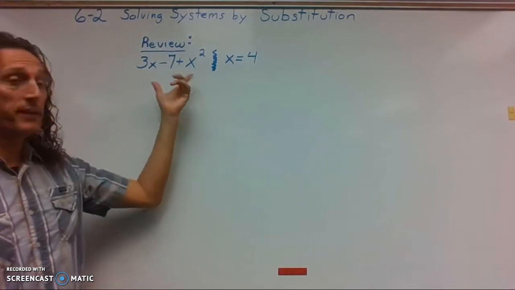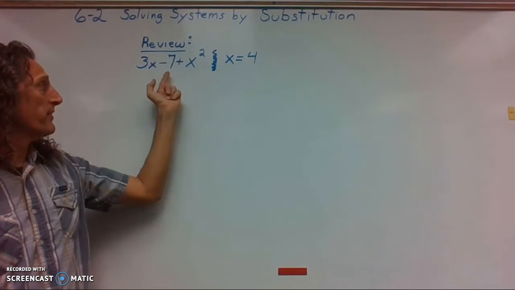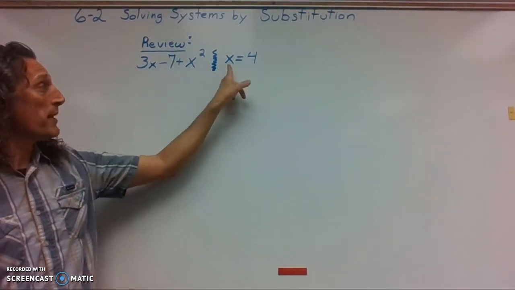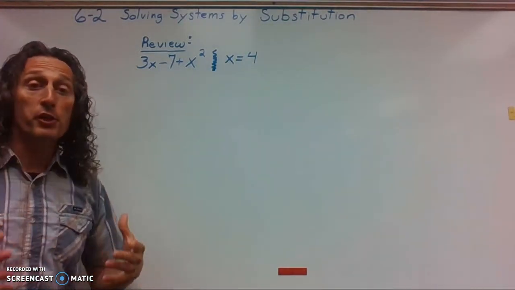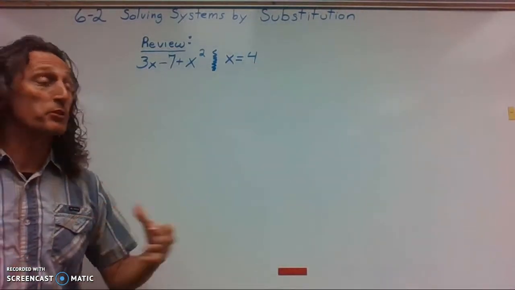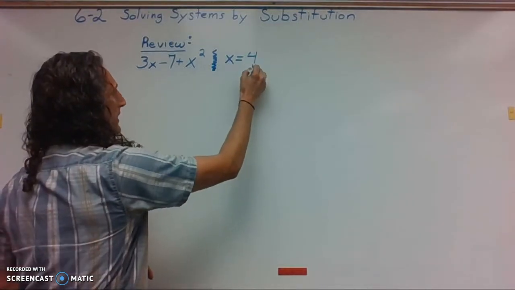So right behind me, I have this review equation. It says 3x minus 7 plus x squared, right? And then it tells us that I want my x to be a 4. And what we're going to do, remember to evaluate this, is we substitute the 4 for the x. So hopefully this is ringing some bells.